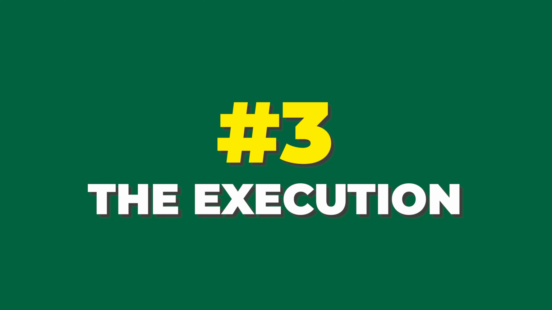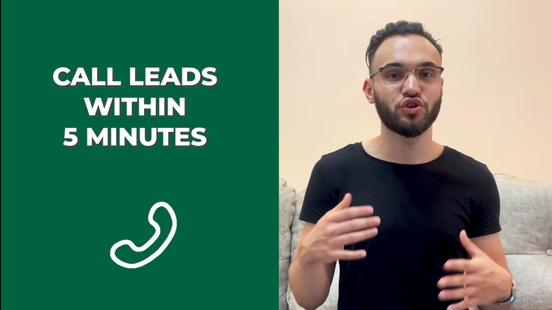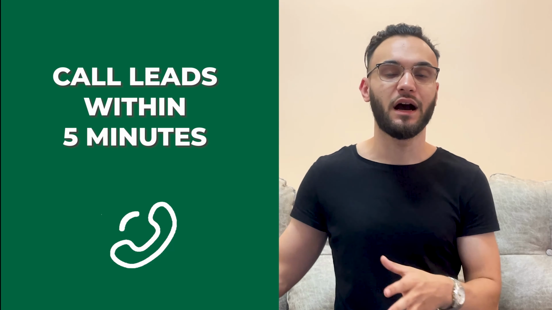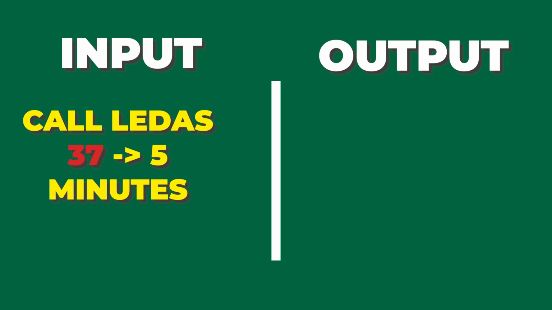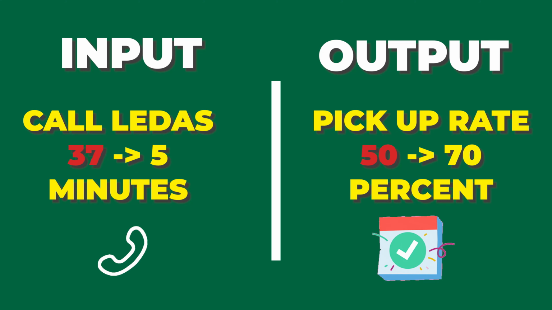Number 3, what direct action am I going to take? Which basically in this example is, I'm going to call leads faster to, of course, hopefully get a higher pickup rate. Also, do you have a baseline for the input? For example, if right now you're at 37 minutes to call them and you want to get to 5 minutes, and then you want to get the pickup rate from 50 to 70%, that is the change that we're looking to see. That is the goal.